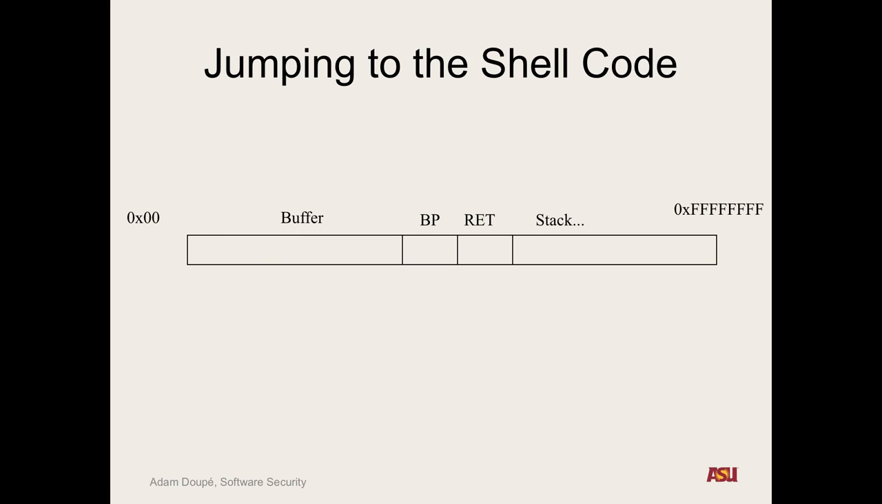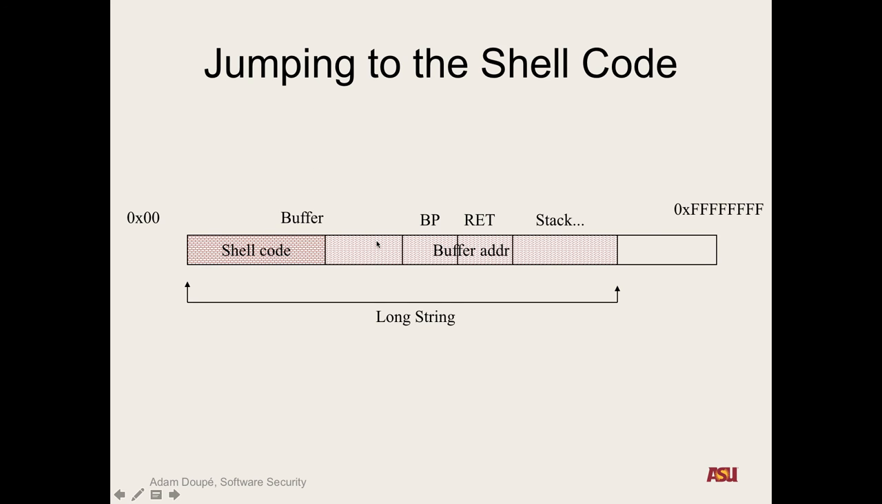So this will look kind of like this: we have our buffer here, we have the base pointer, we have the saved EIP, and then we have other things on the stack. We overflow it with a long string where first we have our shellcode, and then we overflow with the address of the buffer that we want it to go to. That way, when that ret instruction happens, whatever's inside here is taken as an address, and we jump to it and start executing right at the shellcode.